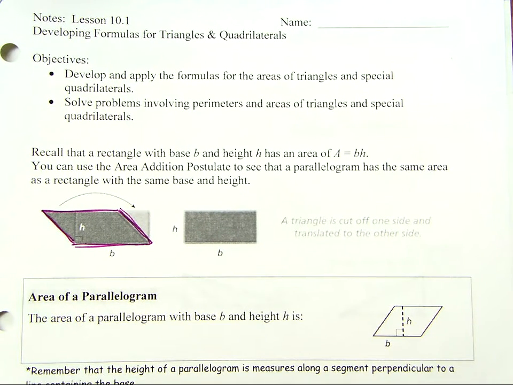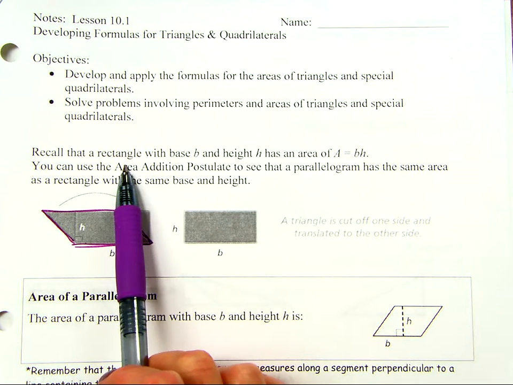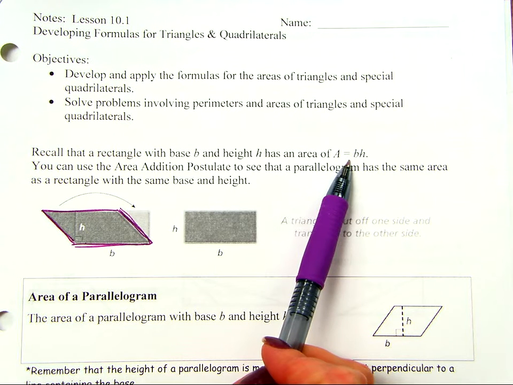In lesson 10.1, we are going to be talking about the area of quadrilaterals and triangles. Parts of this is going to be review and parts of this is going to be new for you. Hopefully you remember that the area of a rectangle is given by the formula base times height, or you could think about it as length times width.